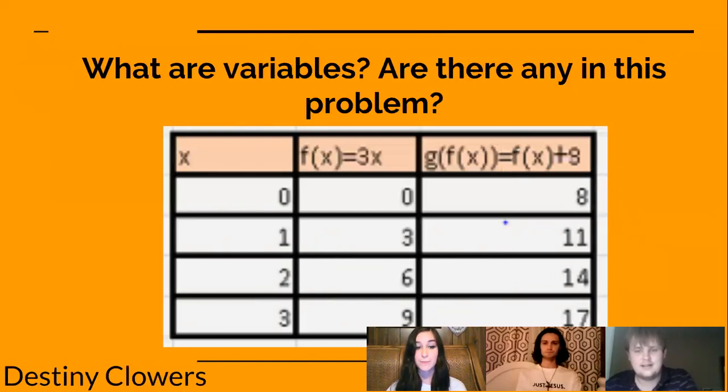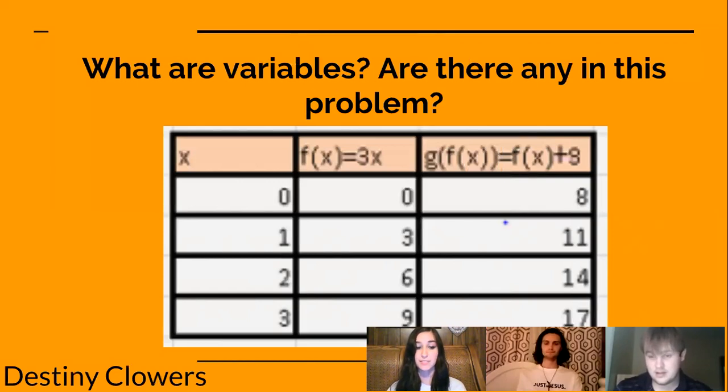In this problem, x is the variable. You can see that the numbers 0, 1, 2, and 3 were all plugged into x. So when we plugged x into our f of x function and our g of f of x function, the answer changed every single time.